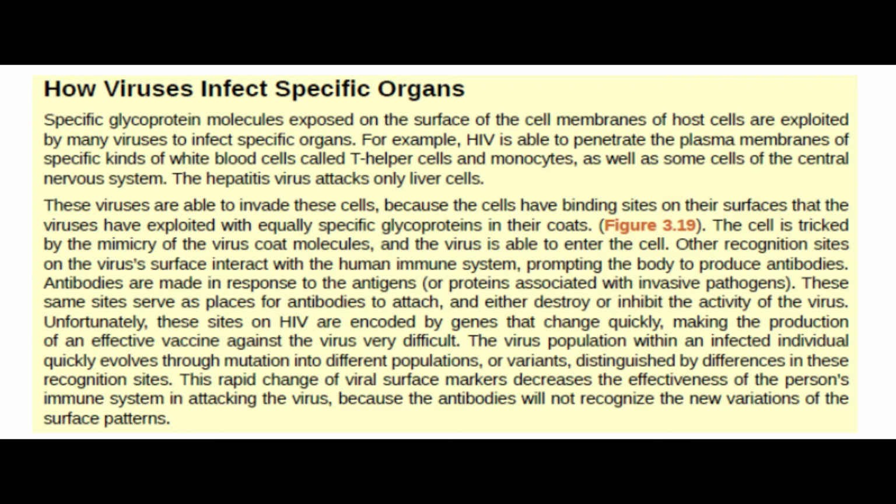Unfortunately, these sites on HIV are encoded by genes that change quickly, making the production of an effective vaccine against the virus very difficult. The virus population within an infected individual quickly evolves through mutation into different populations or variants, distinguished by differences in these recognition sites. This rapid change of viral surface markers decreases the effectiveness of the person's immune system in attacking the virus because the antibodies will not recognize the new variations of the surface patterns.